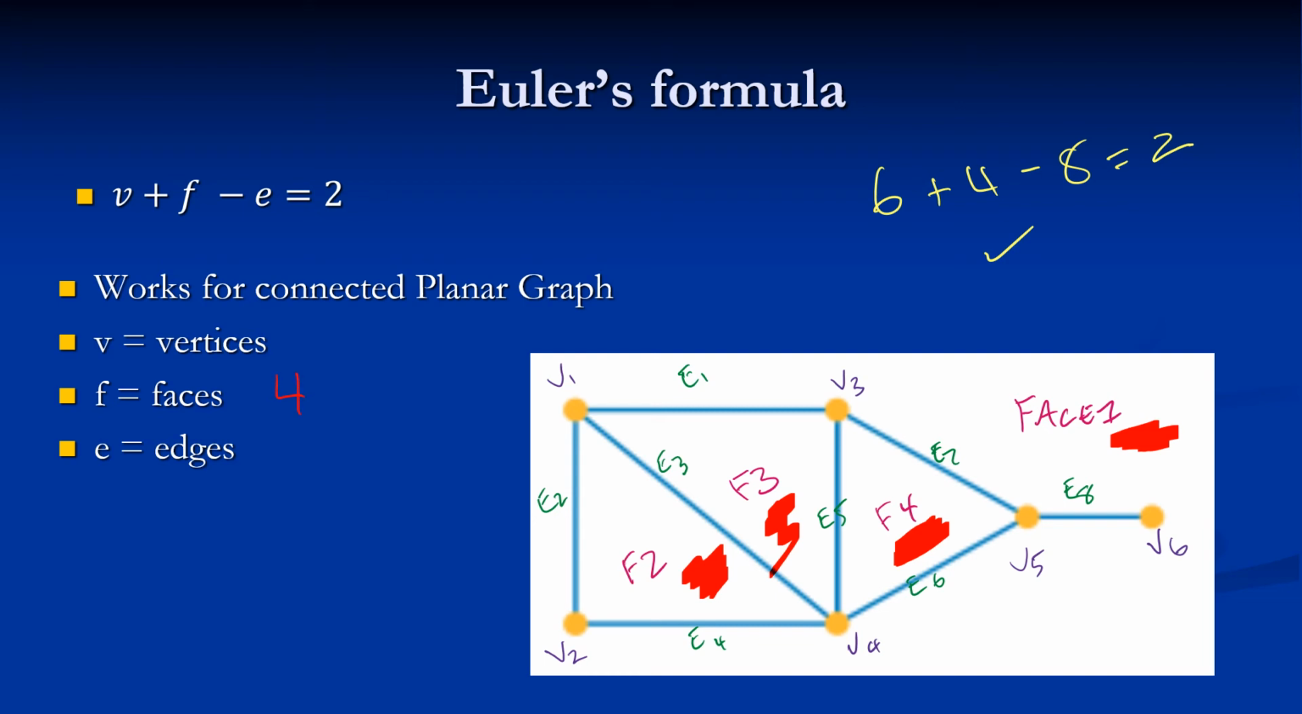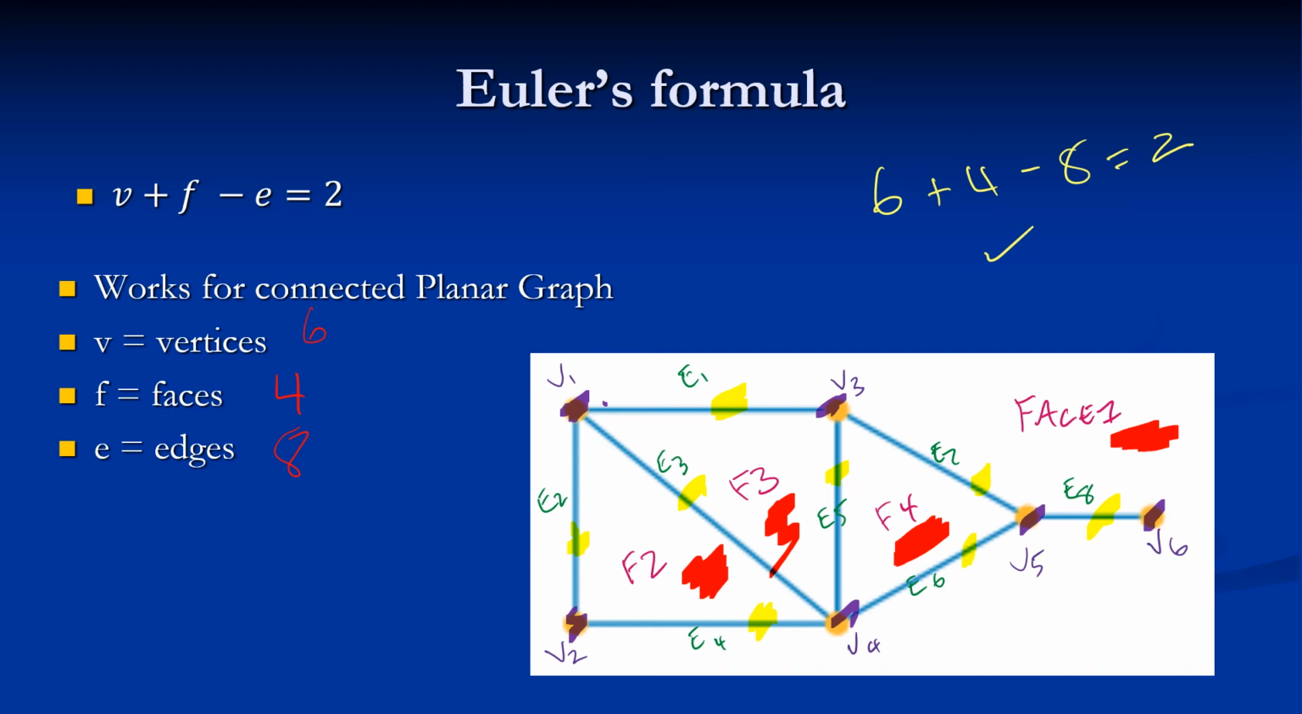Let's now count the vertices. So the vertices are all those points. So, 1, 2, 3, 4, 5, 6. So we have 6 vertices. And now let's count the edges. 1, 2, 3, 4, 5, 6, 7, 8.